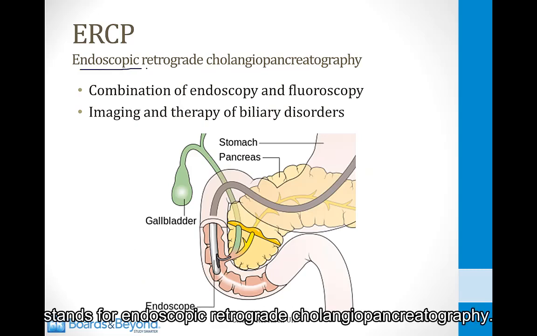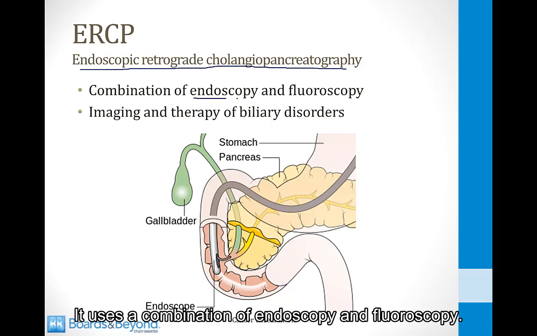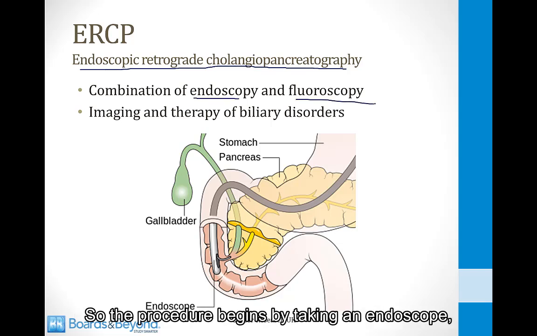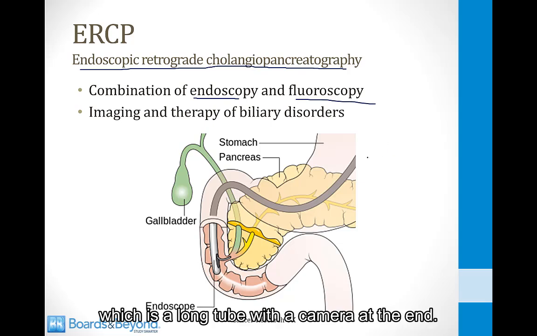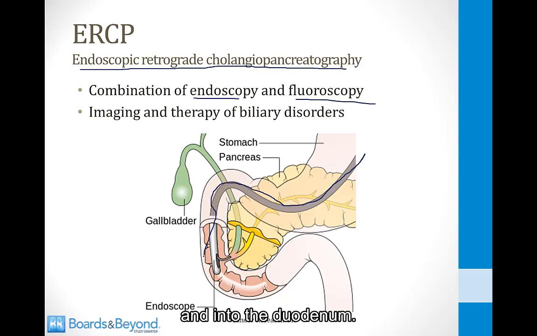ERCP stands for endoscopic retrograde cholangiopancreatography. It is a method of imaging the biliary tree and the bile ducts. It uses a combination of endoscopy and fluoroscopy. So the procedure begins by taking an endoscope, which is a long tube with a camera at the end. That scope is inserted all the way through the stomach and into the duodenum.